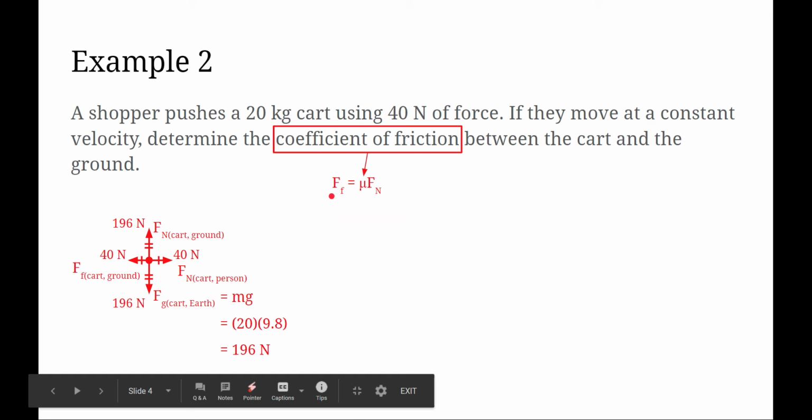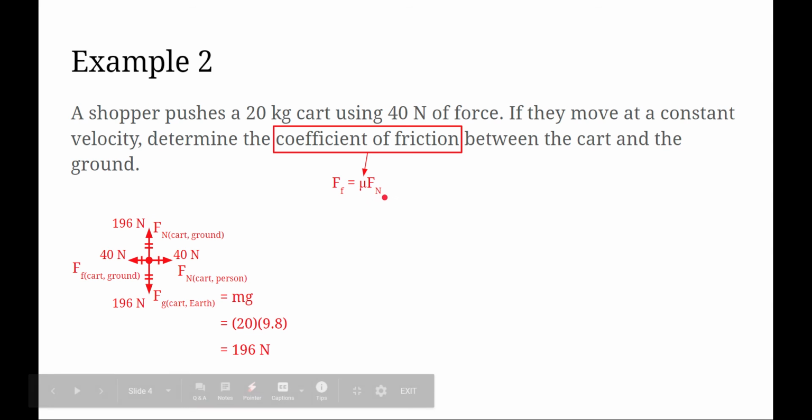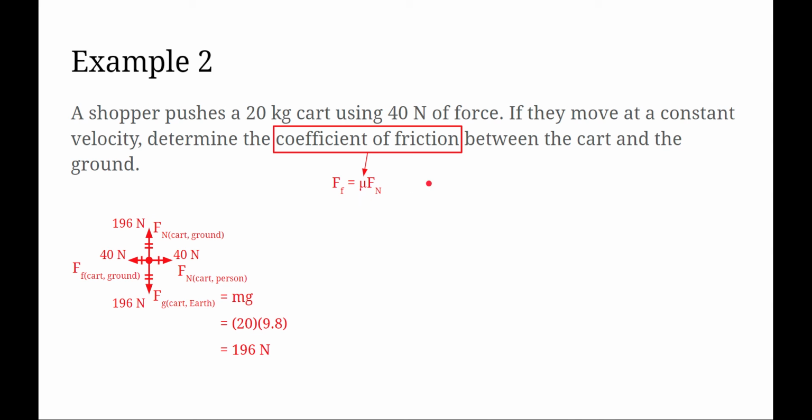So now we have friction force, we have normal force, and we can solve for our coefficient of friction. We can just plug our values in, and we get a coefficient of friction of 0.204. One thing to point out, or two things to point out. First up, coefficient of friction doesn't have units on it, so it's just 0.204. That's it, no units, it's just a number.